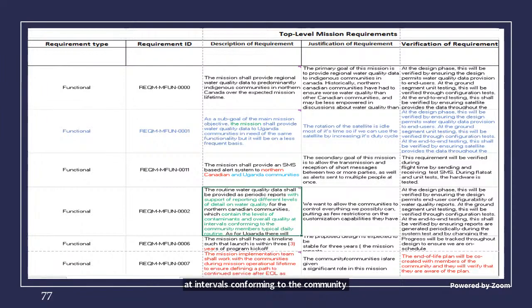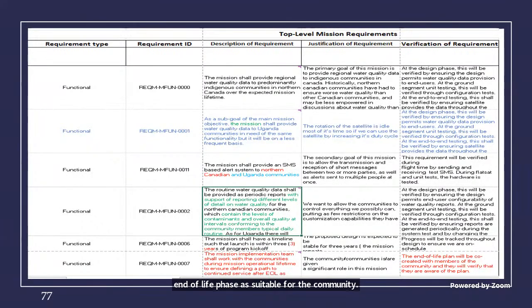As for Uganda, there will also be reports, but on a less frequent basis, since the satellite will be passing over it less frequently, which will be discussed in the orbital analysis. The mission shall have a timeline such that the launch is within 3 years of the program kickoff. The mission implementation team shall work with the communities during the mission operational lifetime to define a path to continued service after the end-of-life phase, as suitable for the community.